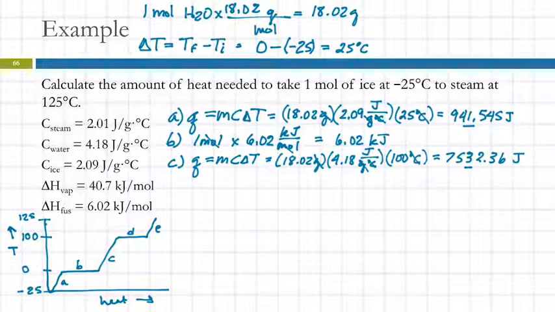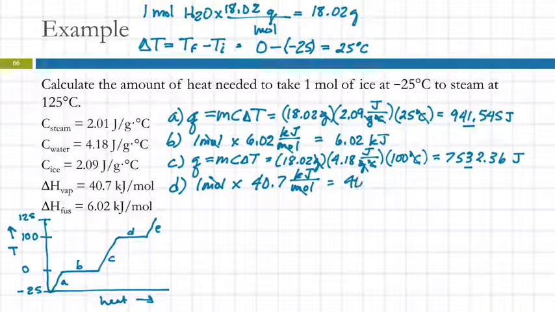So line segment D, now we're converting the water from a liquid to a gas, or boiling, vaporizing. So we're going to use the heat of vaporization. We have 1 mole of water. We're going to multiply by the heat of vaporization, 40.7 kilojoules per mole. The moles cancel. 40.7 kilojoules.